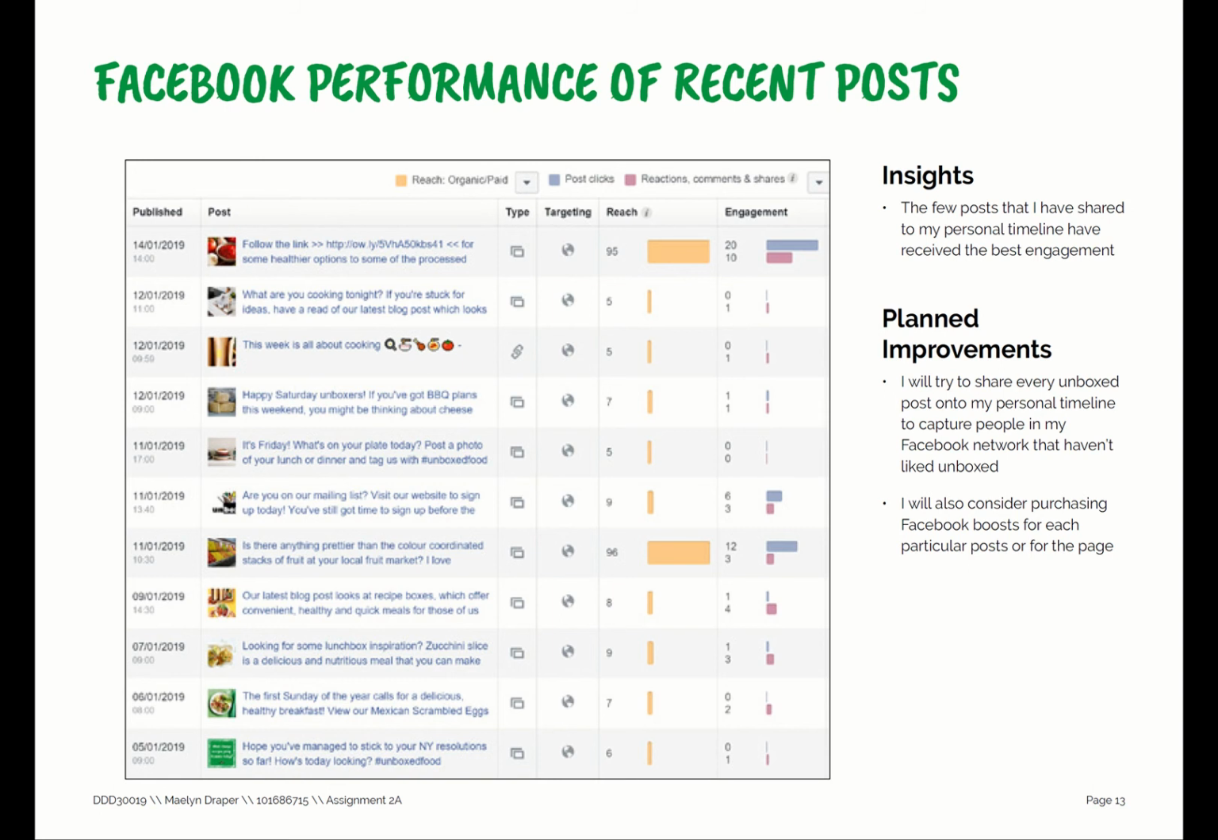Having a look at my recent posts that I've put up on Facebook, from this I can see there's two here that have got quite a high reach and engagement rates. These are things that I've shared actually, so I can see that the things that I share on my own personal timeline have definitely received more engagement, so I will continue to do that, because then I'm capturing all the people that see my personal timeline, that are my Facebook friends, that might not have actually liked the campaign page.